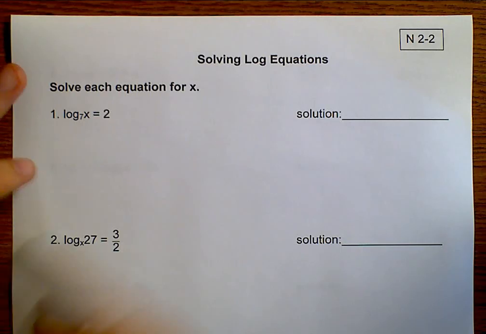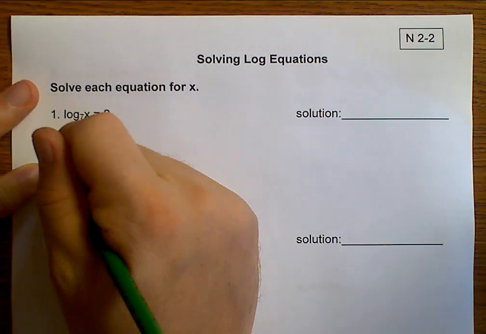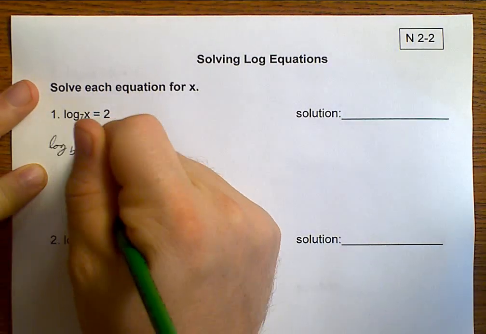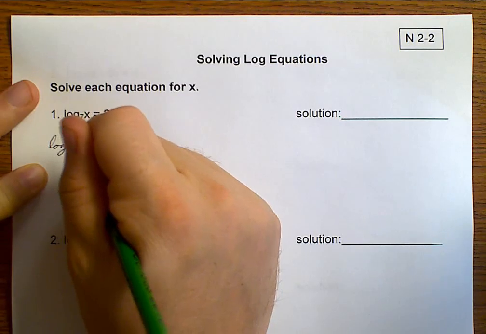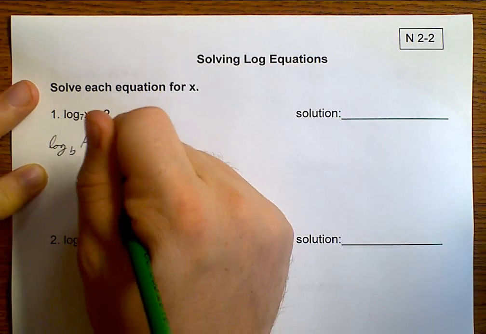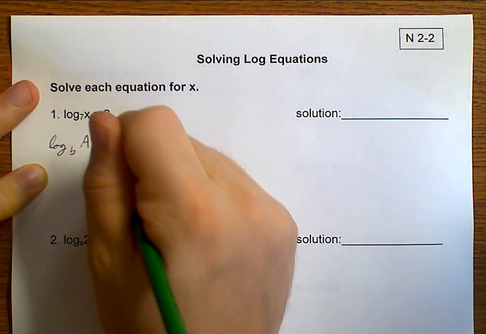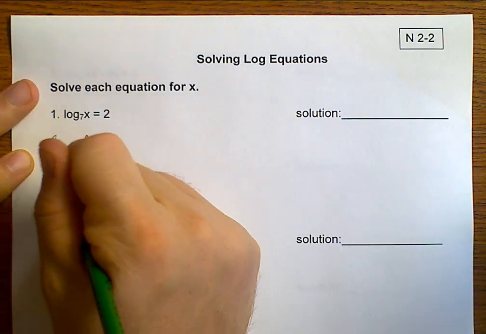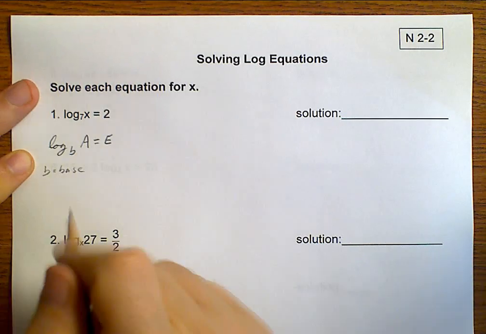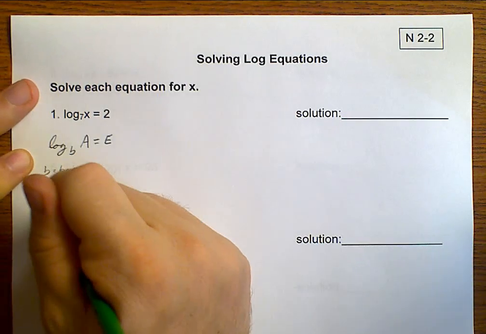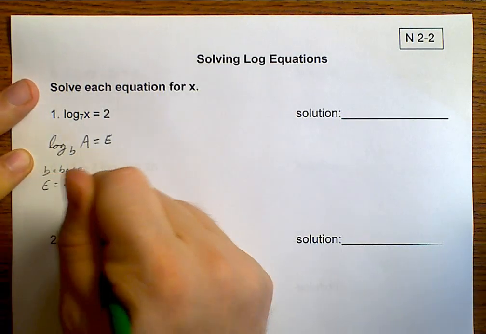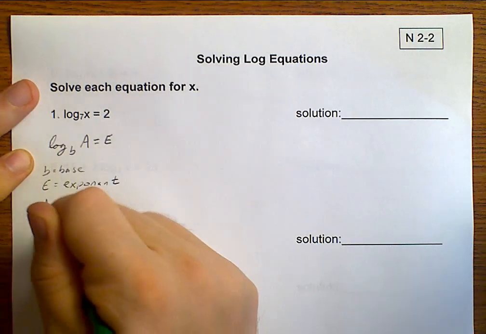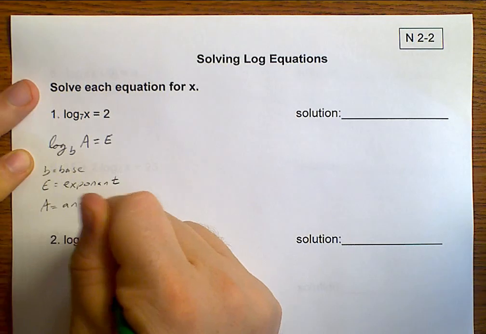Well, logarithms: log of the base of the answer equals the exponent. Okay? I'm going to say b is the base, e is the exponent, and a is the answer.